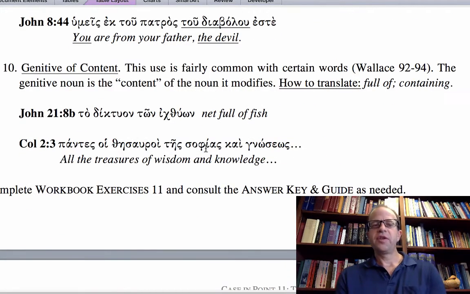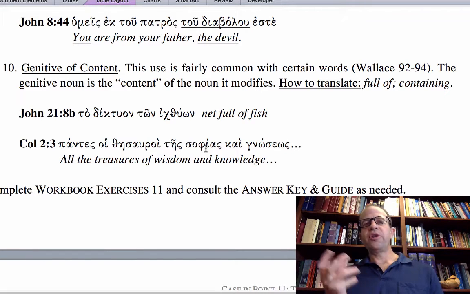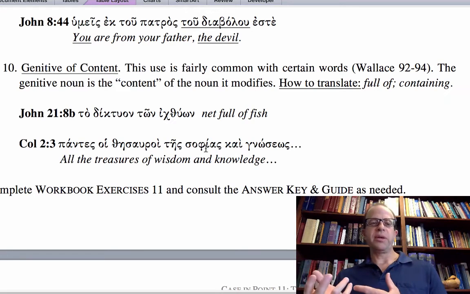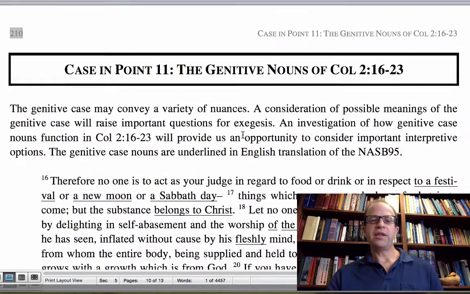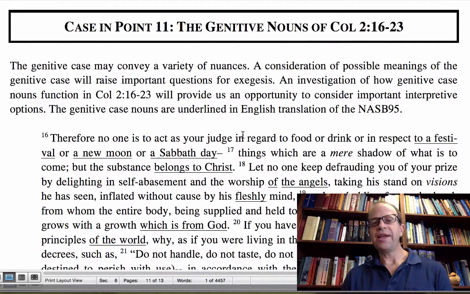The last genitive is fairly common with certain words, and that is what's called a genitive of content. Certain nouns will involve being filled with something. And so if you have a net of fish, the fish would be the content of what the net is. Well, be sure to read the case in point, which will look at genitive nouns as they occur in Colossians 2:16-23.